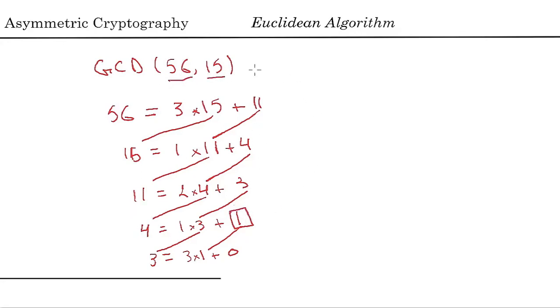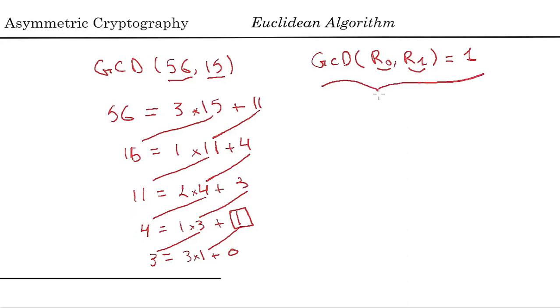In this case, this is a general rule. Whenever the GCD of R0 and R1 is equal to 1, we say that R0 and R1 are relatively prime. So the greatest common divisor between both of them is 1, so they are relatively prime. We will need this. This is a really interesting property that will help us construct secure asymmetric systems.